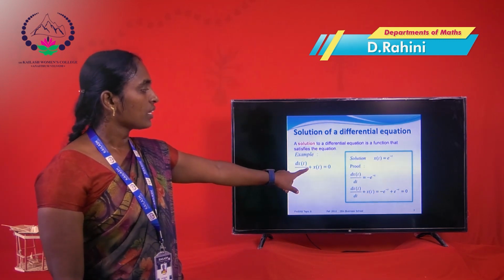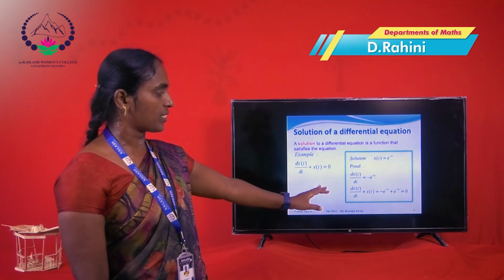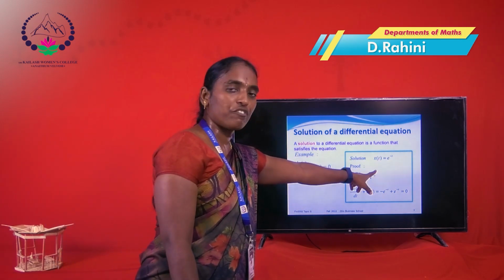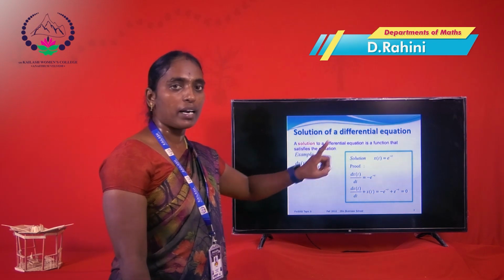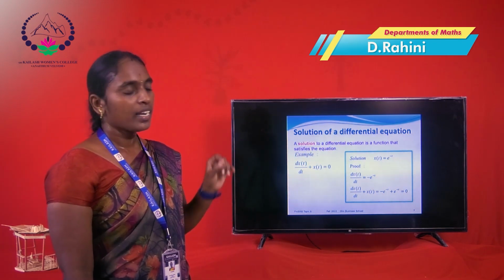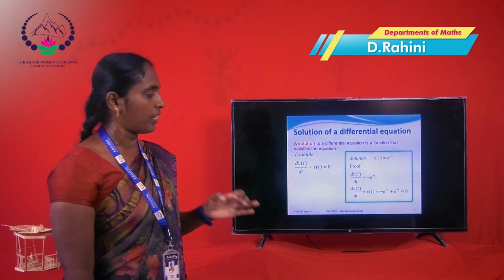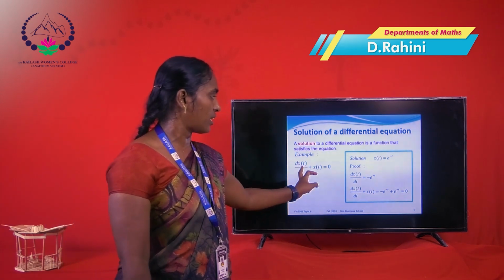The proof is dx of t divided by dt is equal to minus e power minus t. So first we have to differentiate x of t once. Then only we get e power minus t as the derivative, minus e power minus t. So the equation is already here.